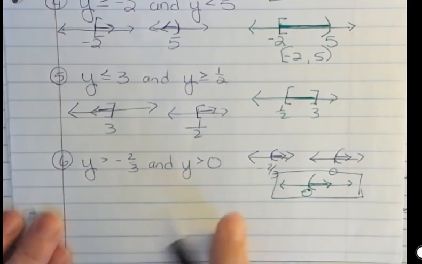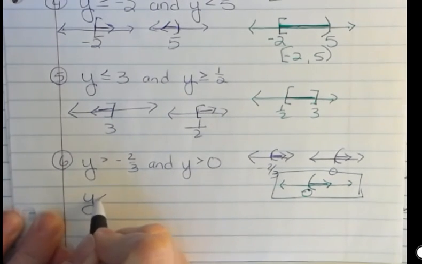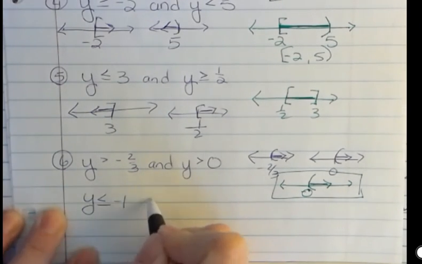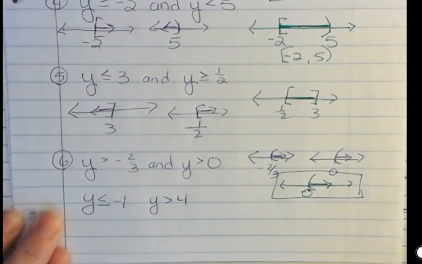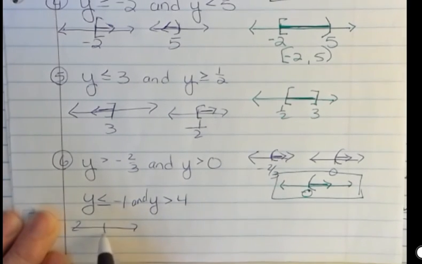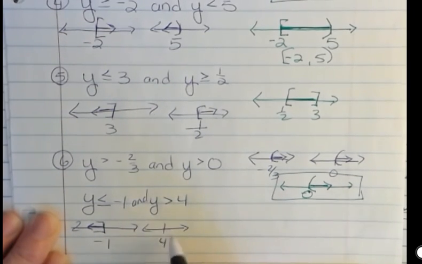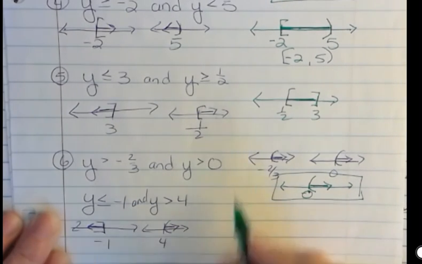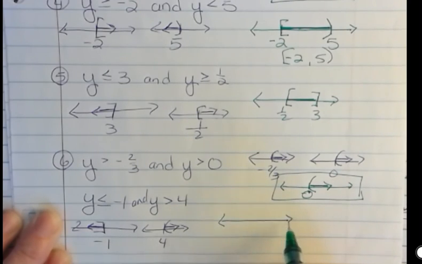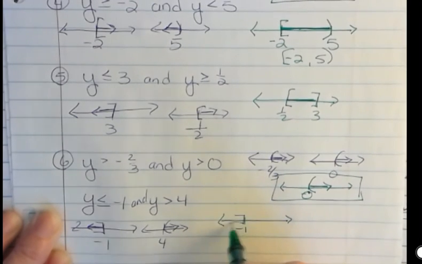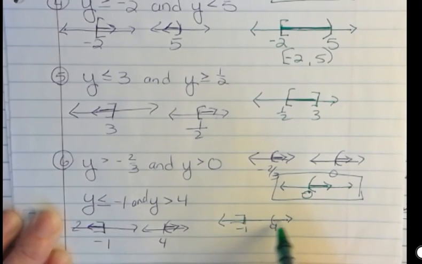And the last one I want to show you is, what if I have y is less than or equal to -1 and y is greater than 4? This is an and statement. So I want to know, where's the intersection? Look at these two graphs. I have -1 and I'm going forever to the left, and I have 4 and I'm going forever to the right. But those two things never overlap, because if I put those on the same graph, I can see I've got -1 heading that way, and I've got 4 heading this way.